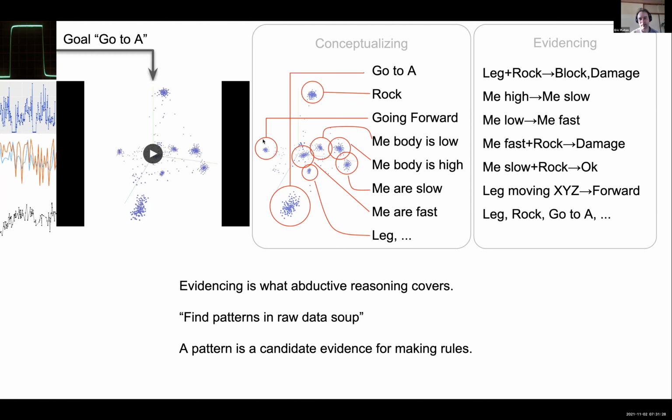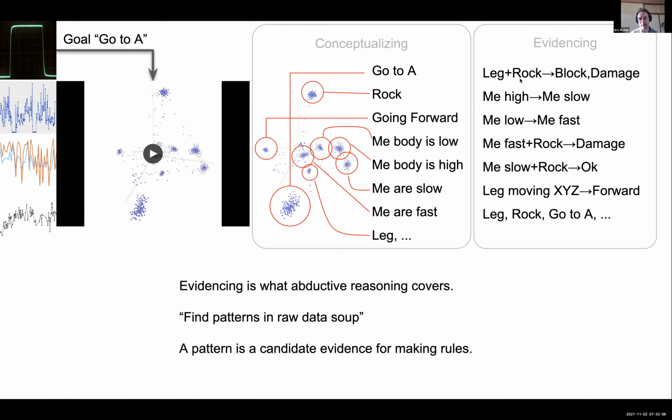And this is where the notion of rules comes into play. This is the evidencing part. For example, the robot had the notion of leg that happens somewhere in the cluster, and the notion of rock. It can see that just from the raw data. I'm not saying it's correct. It can just observe; it's just finding evidences. We don't know whether they are correct or not. That will be later. But we can see the concept of leg and rock, and that in some cases in the data that leads to being blocked, the state of being blocked, and to damage.